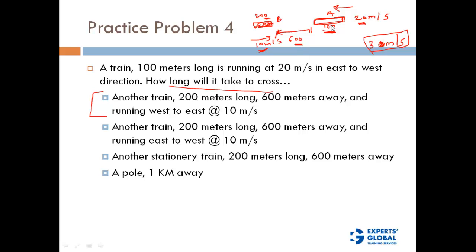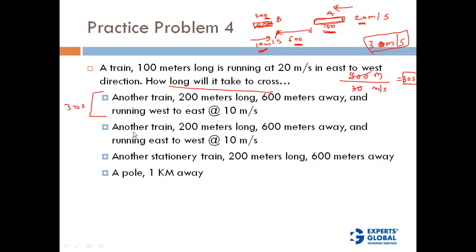So that distance is going to be 100 plus 200 plus 600, so that is 900. It has to travel 900 meters with an effective speed of 30 meters per second, because both are traveling in different directions, so their speeds will get added. So 900 meters divided by 30 meters per second is going to be 30 seconds, right? So the answer to the first one is 30 seconds.